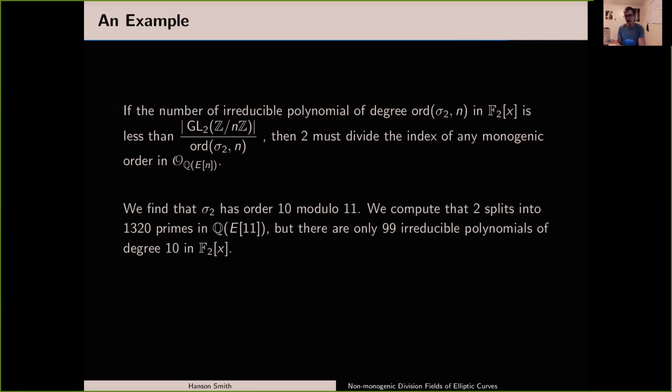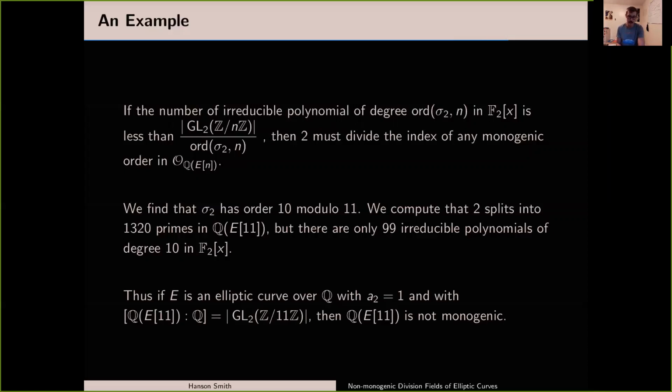Now, we're looking for irreducible polynomials of degree 10 in F2 adjoint X to match up with the splitting of 2, right? And there are way too few irreducible polynomials of the correct degree to accommodate the splitting of 2. So that tells me that I can't be monogenic. So if E is any elliptic curve over Q with trace of Frobenius 1 at 2, and the size of my 11 torsion field over Q is the size of GL2 Z mod 11Z, then it's not monogenic. And in fact, 2 divides the index of any monogenic order in the maximum order.